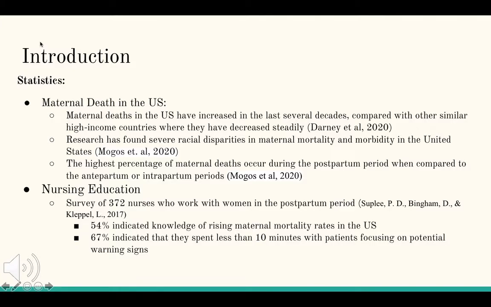Additionally, the highest percentage of maternal deaths occur during the postpartum period, when compared to the antepartum or intrapartum periods. The postpartum period is also the time when women have the least interaction with the healthcare system.